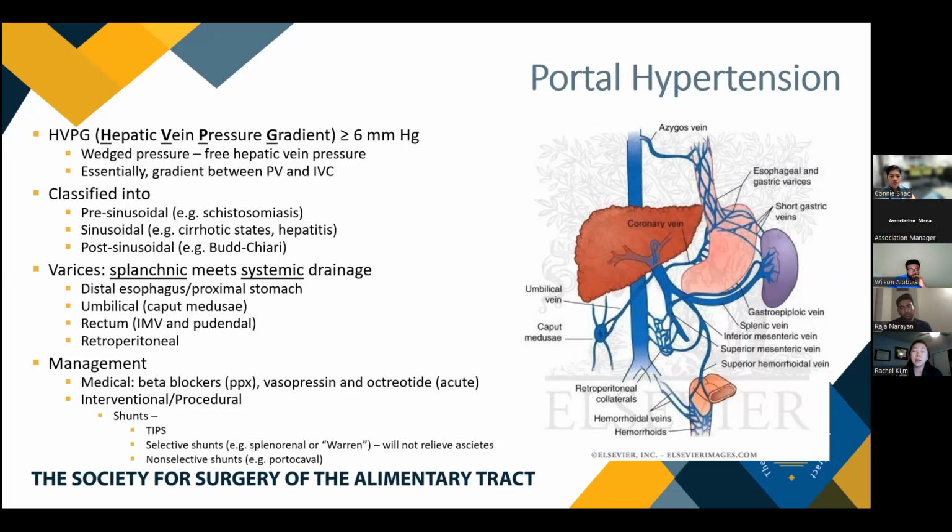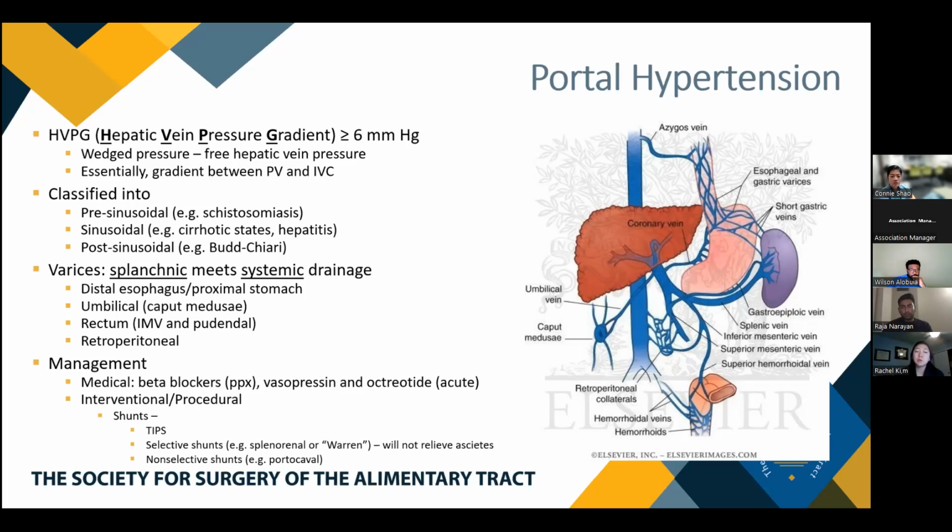But if they continue to have repeat acute variceal bleeding, then you might have to go a step further and treat the underlying portal hypertension and the underlying cause of the varices before they can actually improve from the variceal standpoint. So this includes shunts, and the most common shunt that we will see obviously is the TIPS procedure.